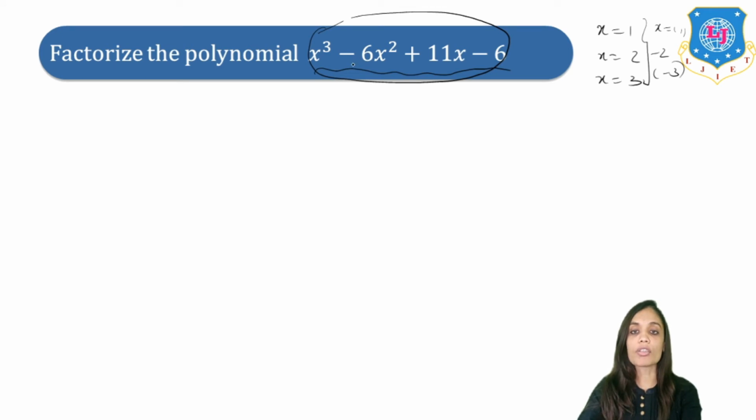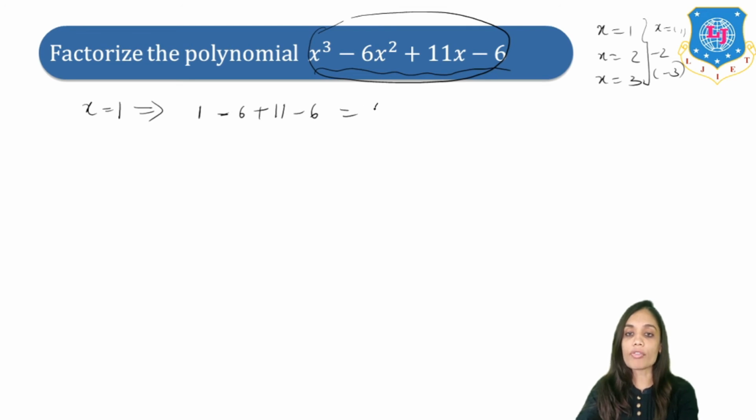So for this particular example, let us start with putting x is equal to 1 and check whether we are getting answer 0 or not. If we put 1 in this, we will get 1 - 6 + 11 - 6. Obviously, you can use a calculator and find the values. The answer you can see, 12 minus 12, we are getting as 0. So our first factor is x minus 1. So x minus 1 is a factor of the given polynomial.